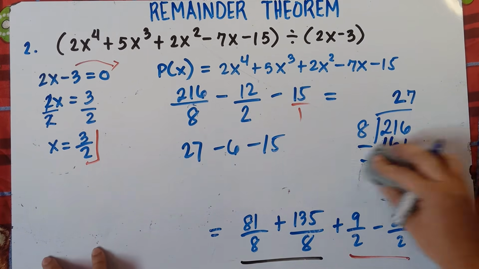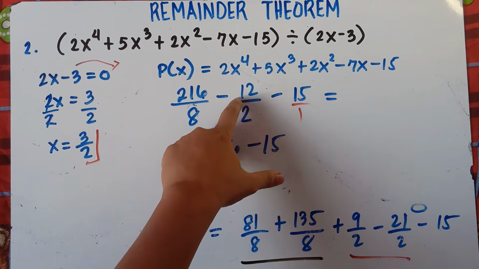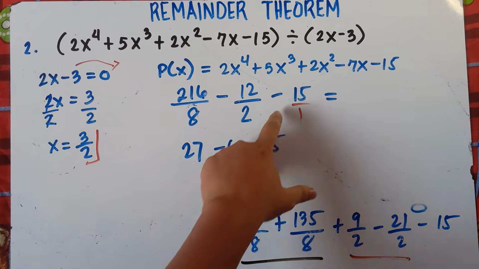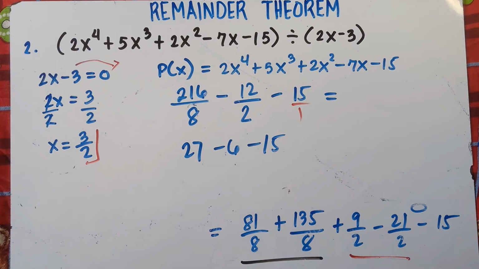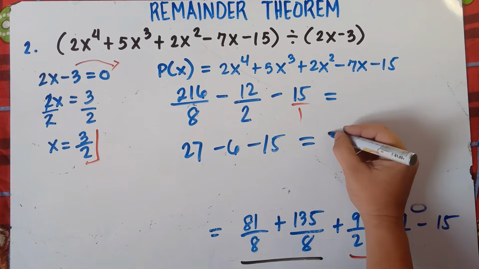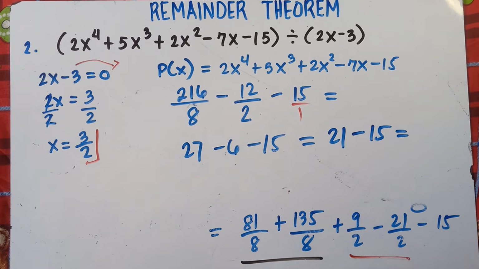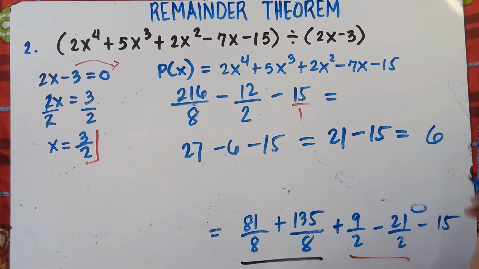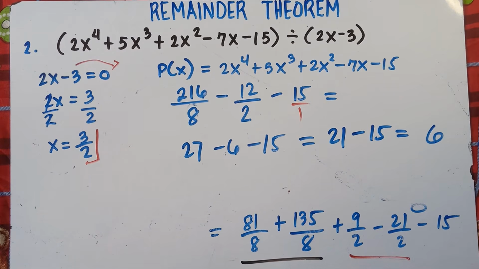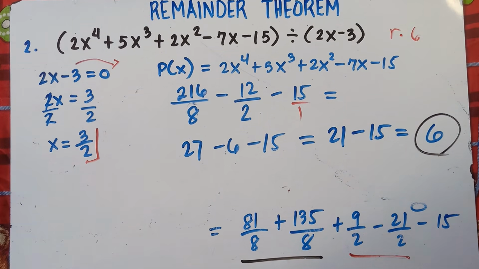Alright, so almost done. So we can divide this one. This is 27. Negative 12 divided by 2, negative 6. Copy negative 15. So 27 minus 6, that's 21. Minus 15. 21 minus 15, the answer is 6. Alright, so our answer, class, is 6. Remainder is 6. That's it, class. That's how you find it by evaluating.